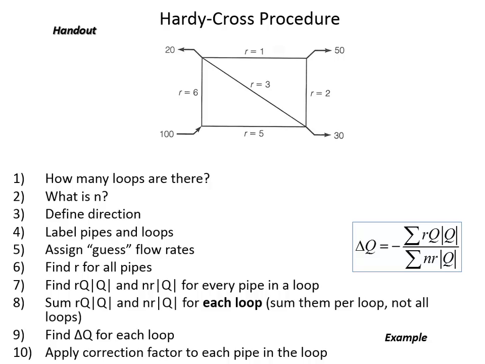Let's call this junction 1. We'll call this junction 2, this junction 3, and that will be junction 4. So the way that I'm going to refer to pipes is by their junction numbers. There's going to be pipe 1, 2. There will be pipe 2, 3, pipe 1, 3, and so on. All right?